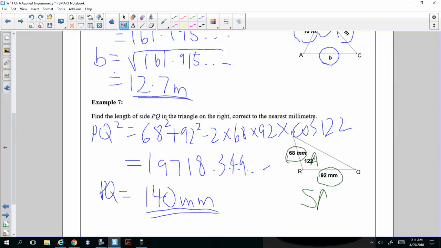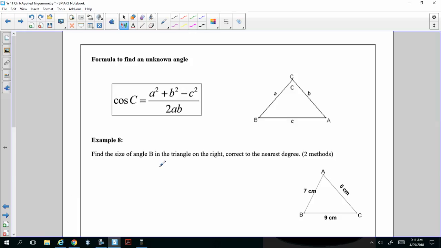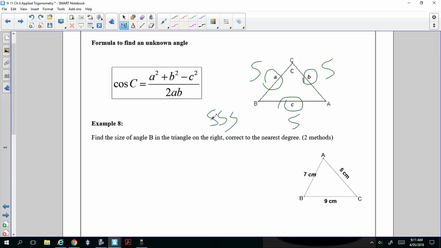That's an easy way to remember. SAS, that allows you to use the cosine rule. Now, another way to use the cosine rule is where all sides are given. That's using it to find the angle. SSS, use the cosine rule. So remember, SSS, use the cosine rule to find an angle.